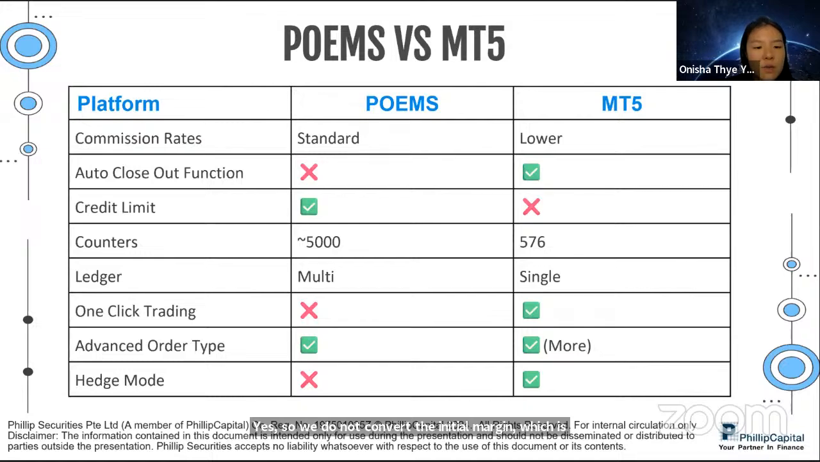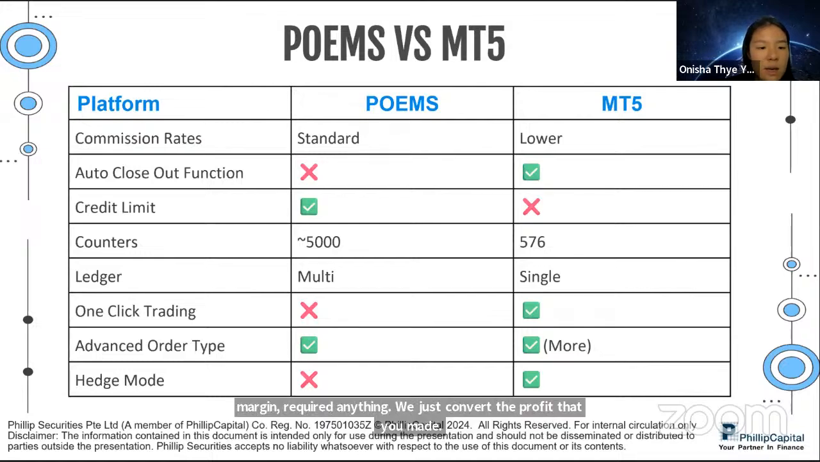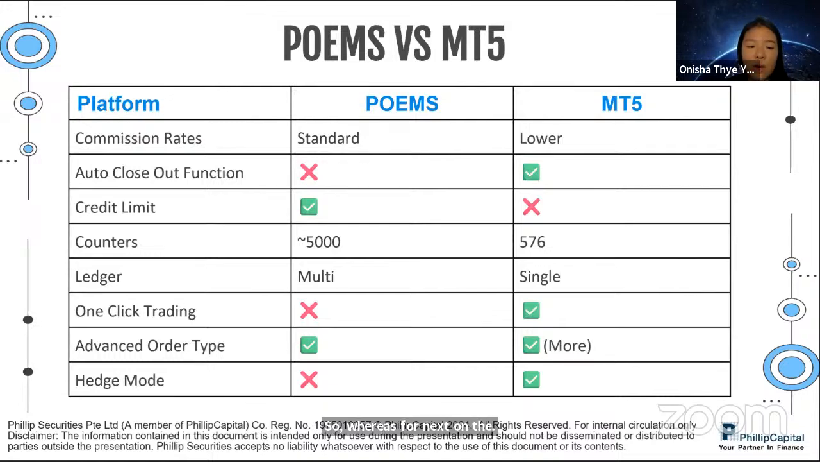Next, the one-click trading. In POEMS, you do not have this feature, but in MT5, one-click trading is very, very useful for those traders who want fast action, in and out, or those who are day traders, or maybe trade minute charts or hour charts.